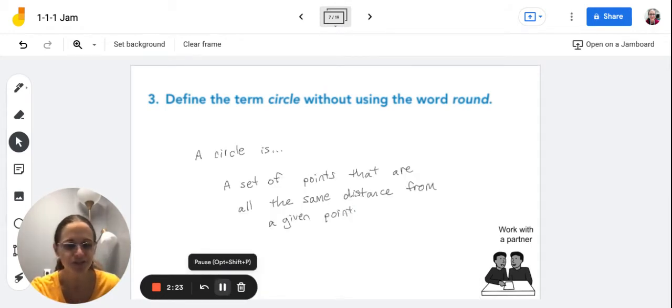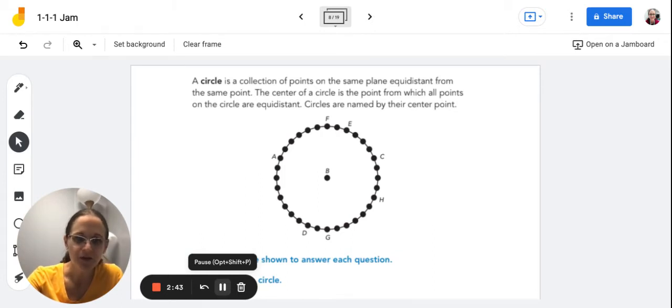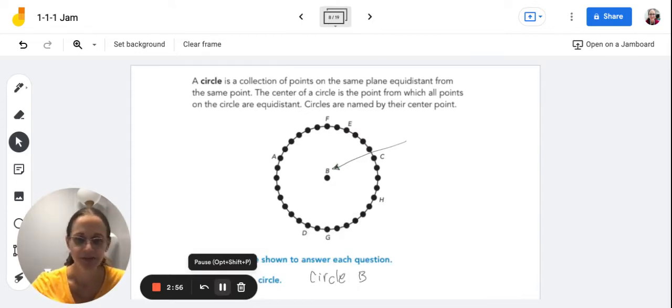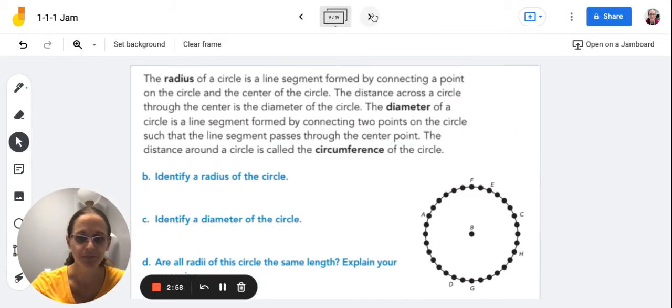And hopefully the definitions that you guys came up with are very similar to this one. A circle is just a set of points that are all the same distance from a given point. In the example we looked at, all of the points were 5 centimeters away from point A. And being the same distance from point A is what caused it to make a circle. So now that we know what a circle is, let's give this circle a name. The nice thing is this circle has already been named for us. This is circle B. A circle is named by its center. That's the name of this circle, circle B.